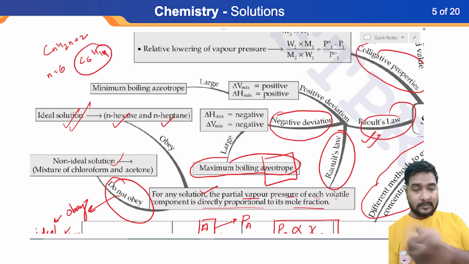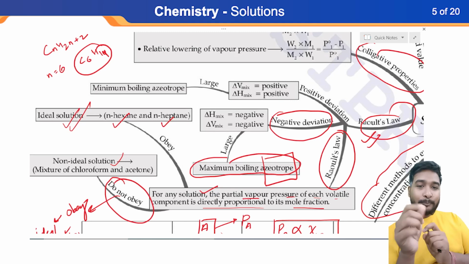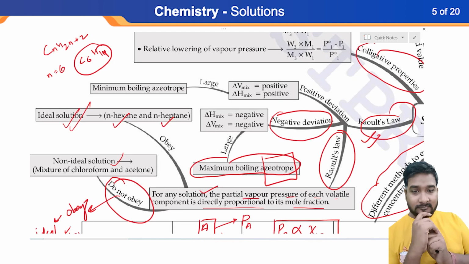constant. Suppose the boiling point of A is 10 and boiling point of B is 20, and we are mixing A and B, so 10 plus 20, 30. No, the boiling point appeared as 25 for both. So how can we separate them? We cannot separate them. That's why this kind of solution is called azeotropic solution.